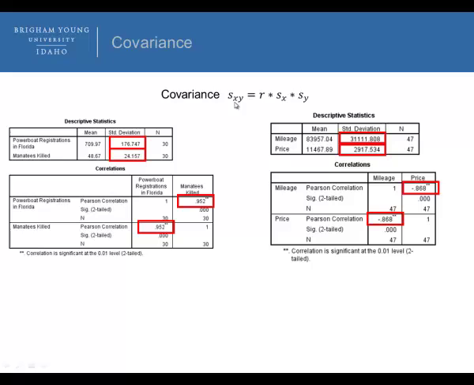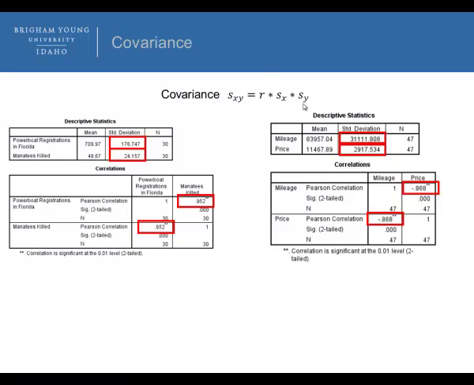Now the covariance, the formula for it is, and this is how you denote it, it's S subscript xy for the two variables. It's the correlation coefficient times the standard deviation of both variables. Now we're interested in the covariance because it's a measure of variation. Okay, it's a measure of spread.